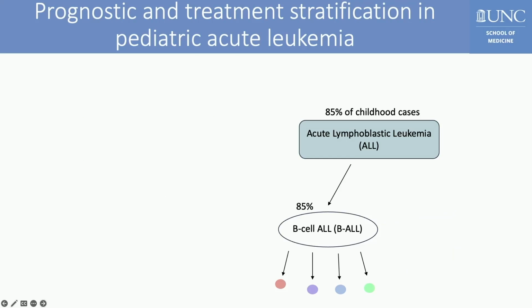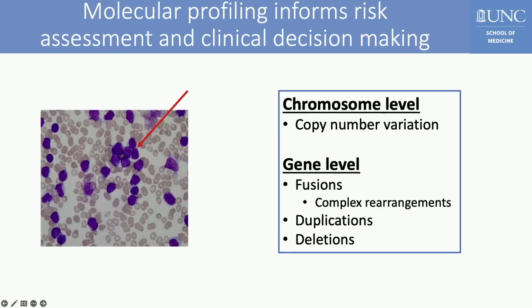The work that I'll be talking about today focuses on B-cell acute lymphoblastic leukemia, which is the most common type of acute lymphoblastic leukemia. So the hallmark of lymphoblastic leukemia is the overproduction of these white blood cells. These immature white blood cells essentially crowd out healthy cells, creating the phenotype that we see. We can detect these genomic signatures within these blast cells.